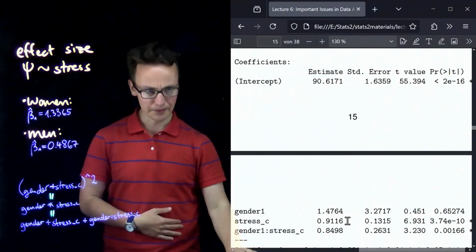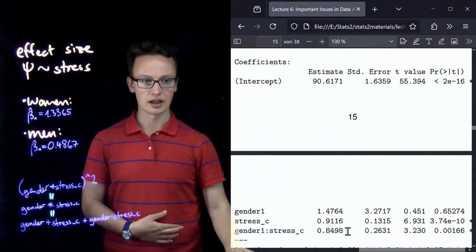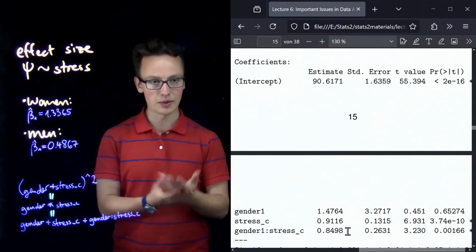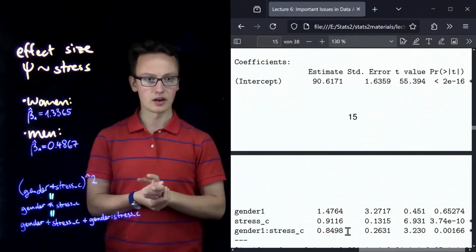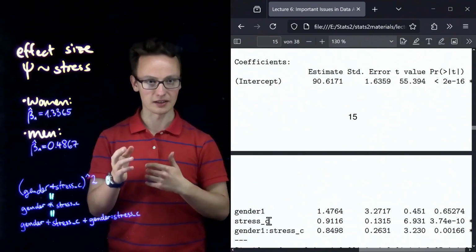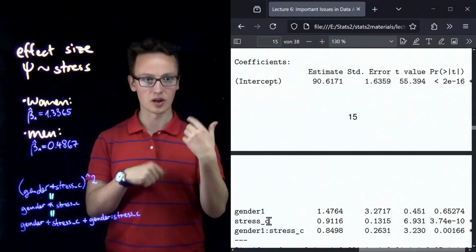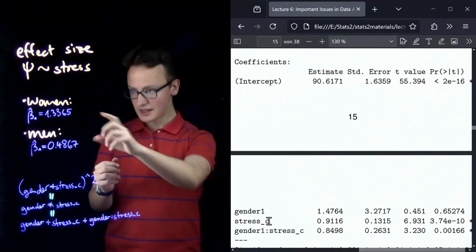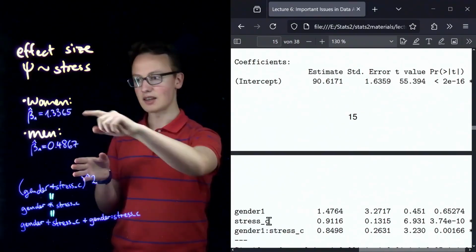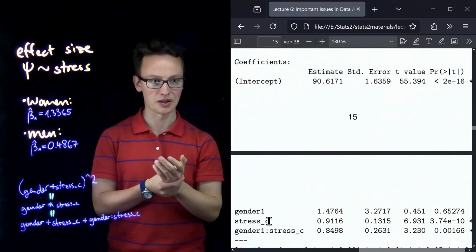And now here, we also have the interaction, which has a magnitude of 0.84 or 0.85. And this is precisely the difference of effect magnitudes of stress depending on gender, right? So this would be the difference of the stress level effect on women compared to men. And we can see that this roughly matches what we would get by just naively subtracting this minus this. It would also give us something like 0.85.